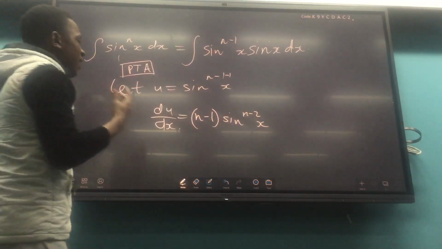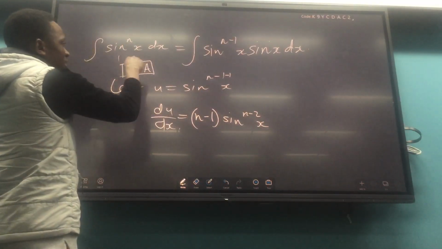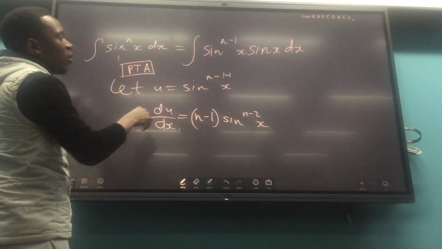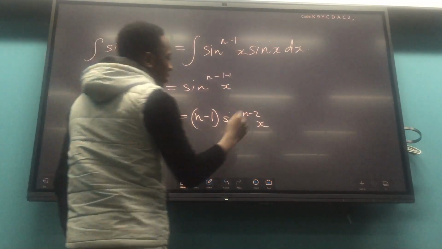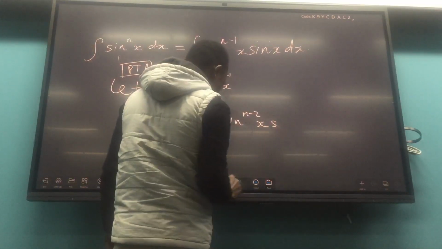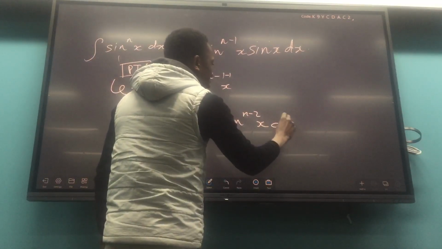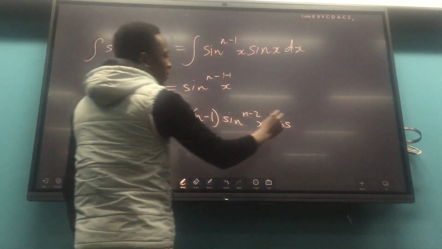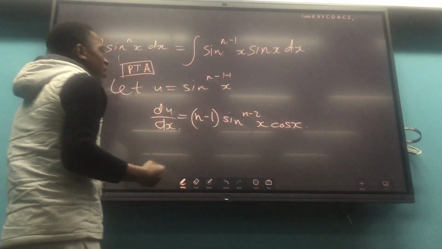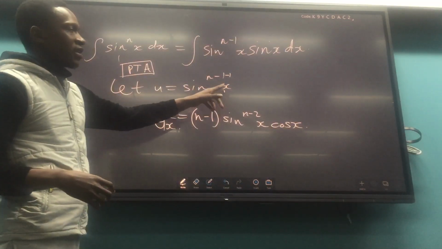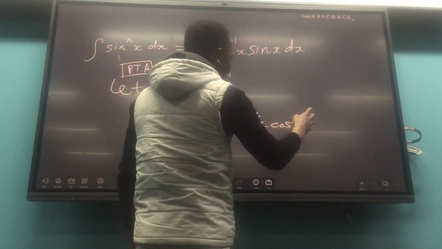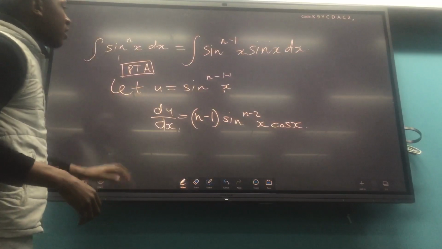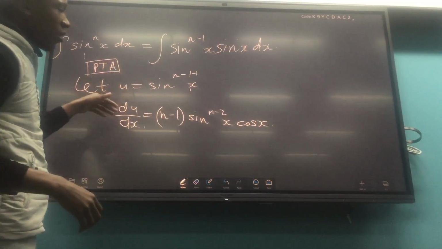Then we derive the trig. That's what the t stands for. If we derive sine, we just get cos, so we get cos x. Then the angle: if we derive x with respect to x, we just get 1, and there's no need to write that. So we now have du dx and our u.